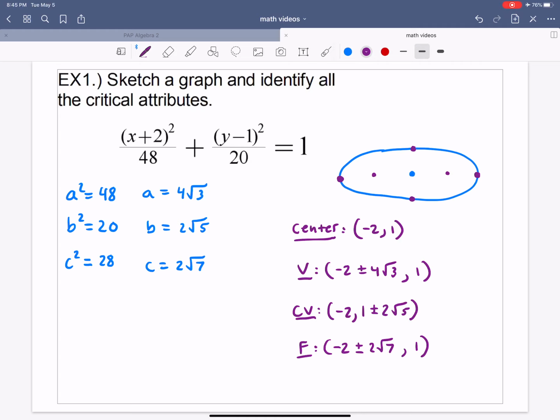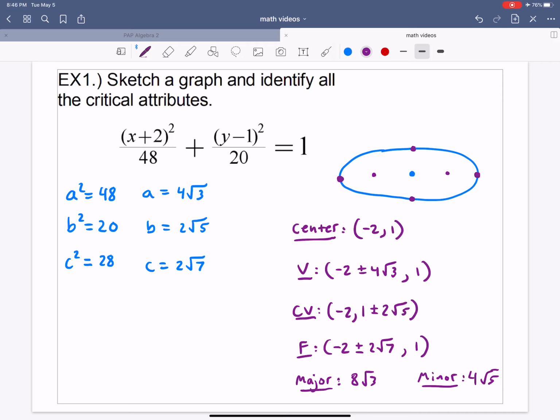Okay? The only other thing that we need here would be the length of the major axis, which is a times 2. So that would just be 8√3. And the minor axis is b times 2, which is 4√5. So we sketched a rough graph, and we've identified all the key attributes.